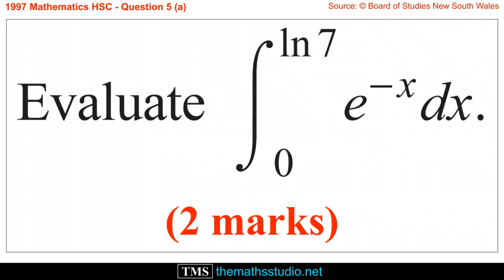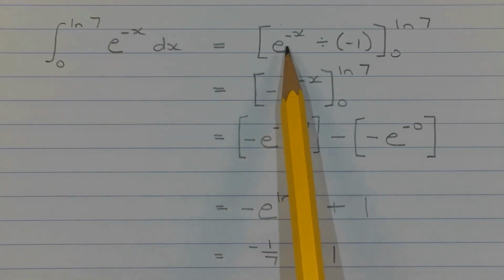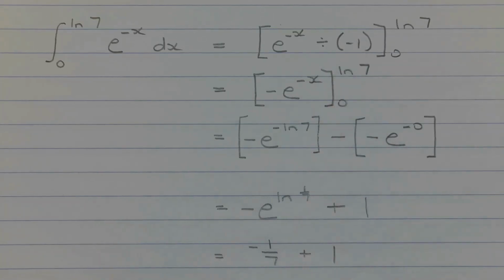Question 5, Part A. Evaluate the integral of e to the power of negative x dx from x equals 0 to x equals ln of 7. The primitive or integral of e to the power of negative x is e to the power of negative x divided by the derivative of the index, which in this case is negative 1.